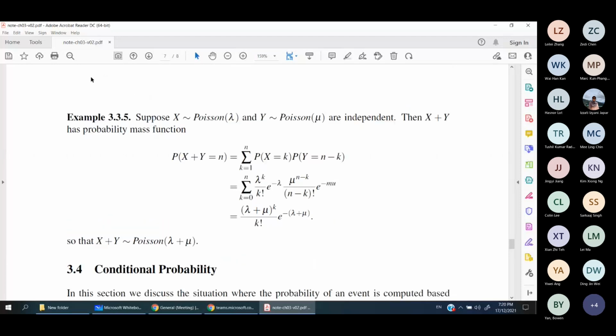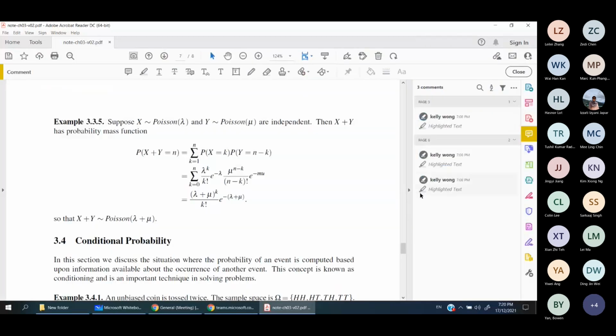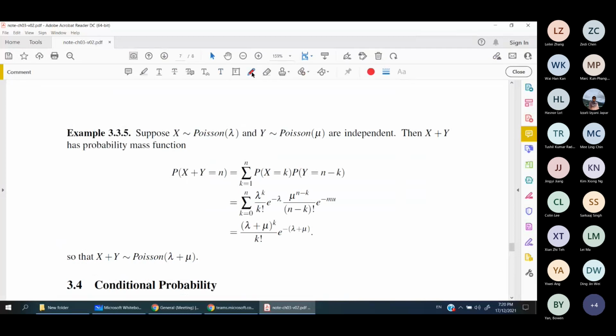What you need to do is just remember these functions. This is the formula. Okay, so this is the formula. The mass function for x plus y will be like this.